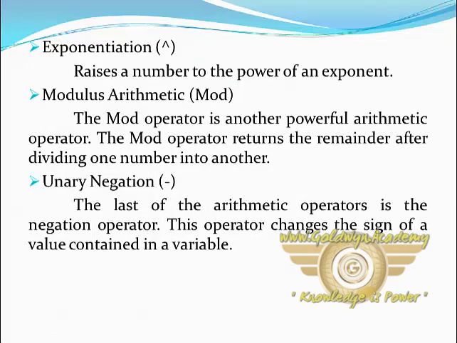Exponentiation raises a number to the power of an exponent. Modulus arithmetic. The mod operator is another powerful arithmetic operator. The mod operator returns the remainder after dividing one number into another. Unary negation. The last of the arithmetic operators is the negation operator. The operator changes the sign of a value contained in a variable.